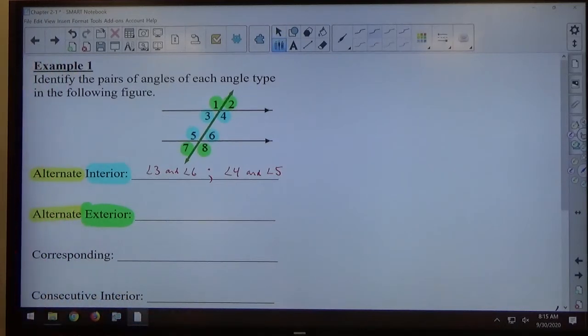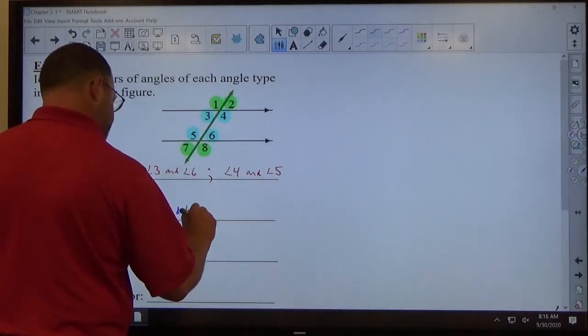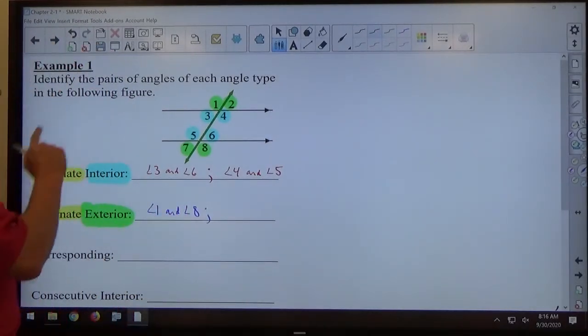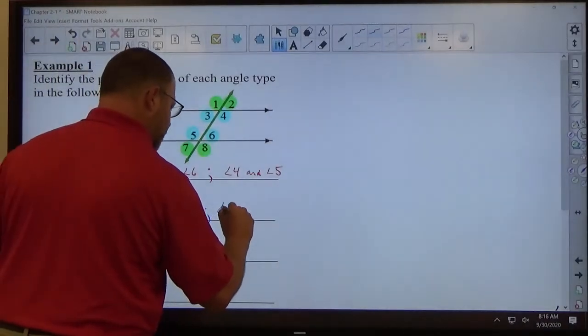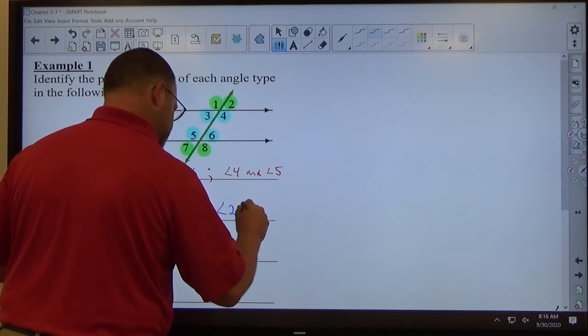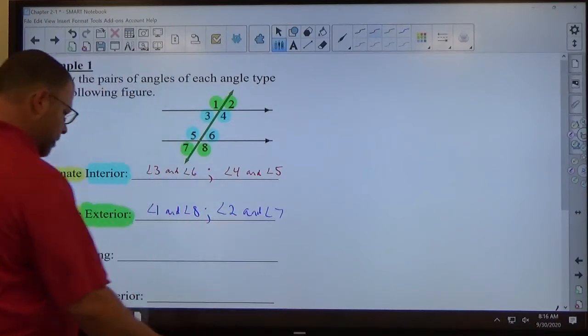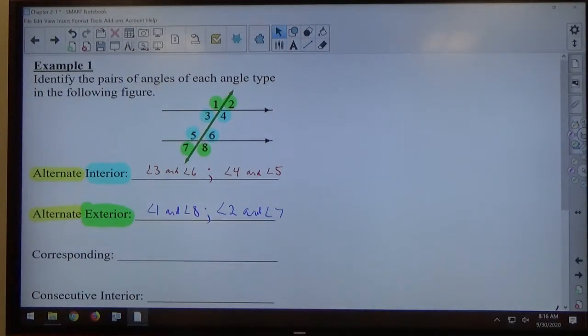Alternate exterior, same idea, except now we're dealing with the exterior angles. So 1 and 2 and 7 and 8 are all exterior angles. They're all outside the parallel lines. And on alternate sides, opposite sides, 1 and 8 would be alternate exterior. And 2 and 7 would be alternate exterior. So those angle pairs exist.